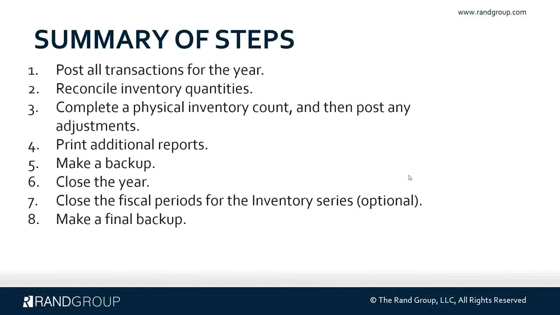Here's a summary of the steps. We will post all transactions for the year related to the inventory module. Then we will reconcile inventory quantities. You will complete a physical inventory count and then post any of those adjustments. Fourth, print all important inventory reports, such as the historical stock status or historical inventory trial balance. Next, make a backup. Go ahead and close the year. Close all fiscal periods related to the inventory series. And lastly, you'll make a final backup.